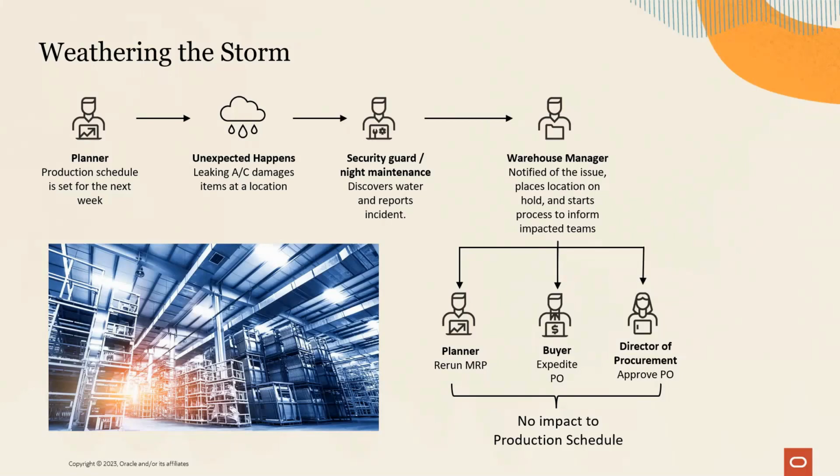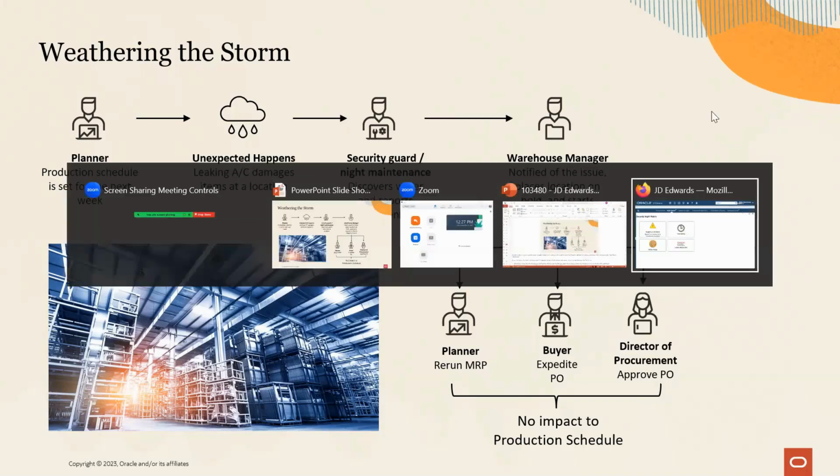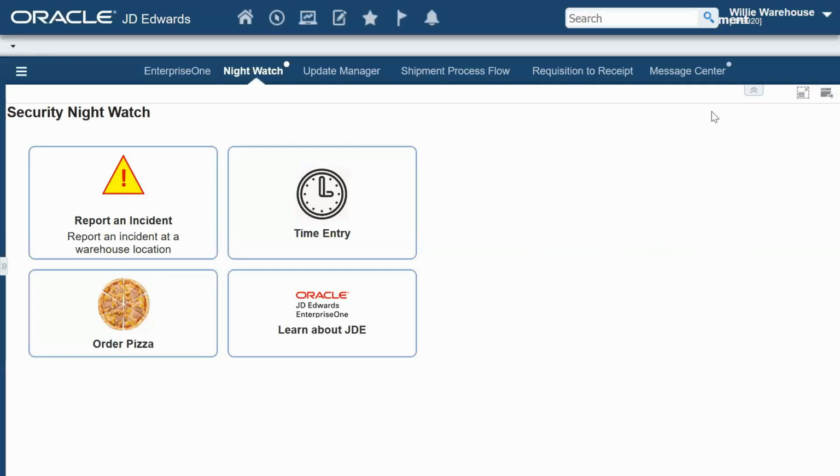The security guard recognizes that the incident has happened and needs to alert a coordinated response through the warehouse manager, the planner, the buyer, and the director of procurement. So let's take a look at the software behind this and how this might happen. We start with a page that might look like this for the security guard: a kiosk, a mobile application, a tablet, where it's very simple for him to complete his tasks.